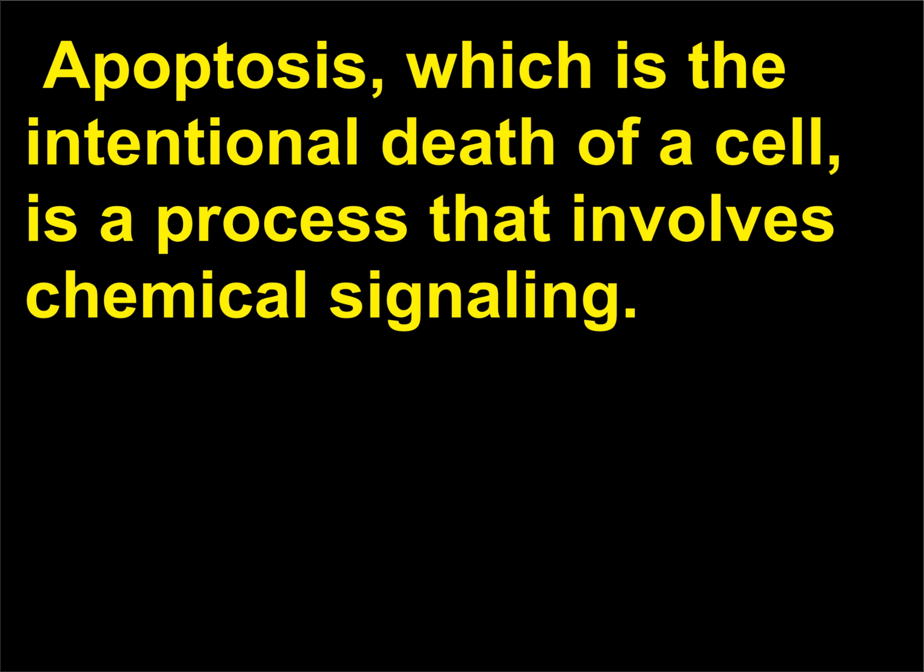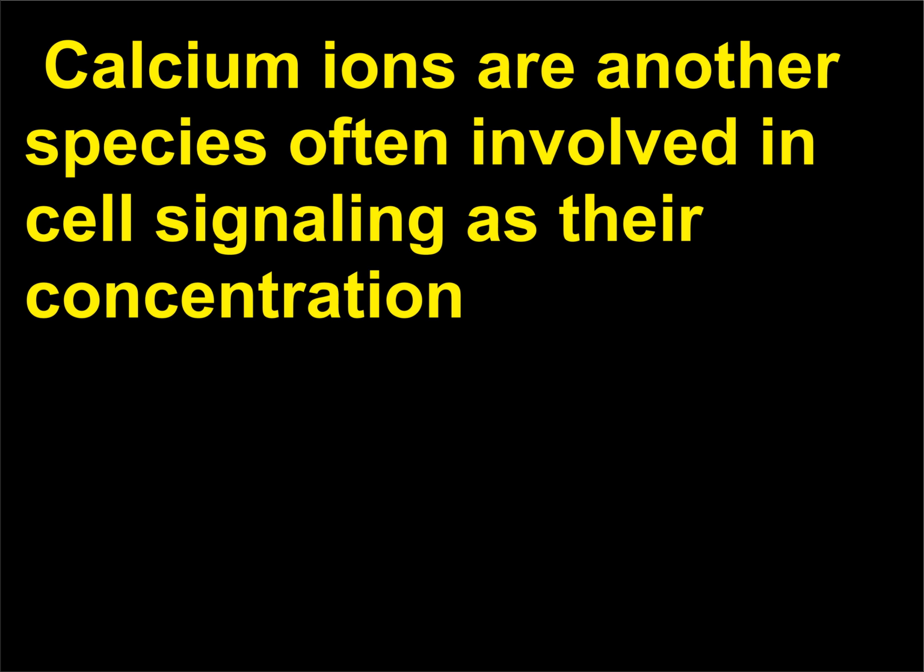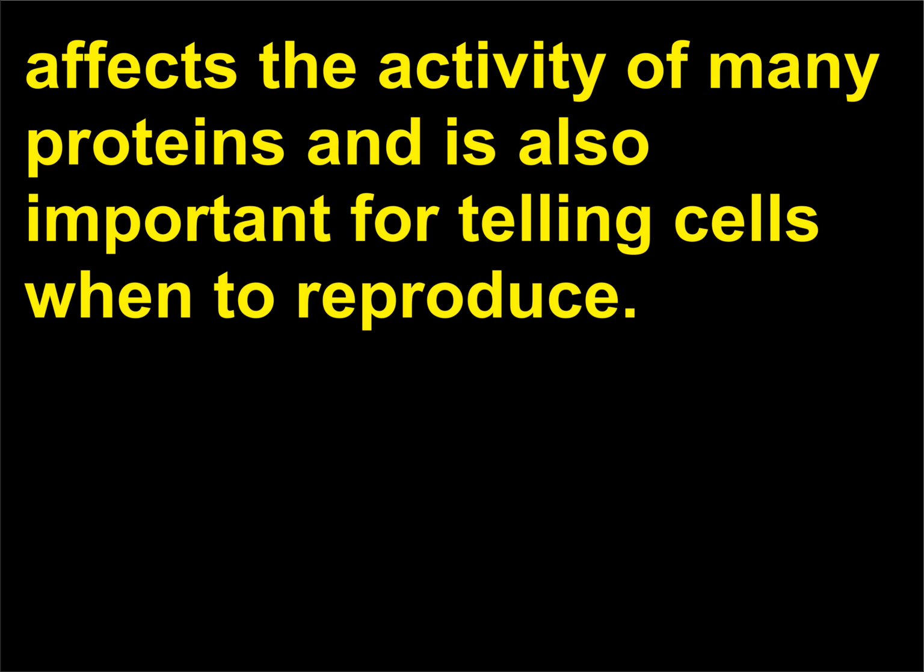Apoptosis, which is the intentional death of a cell, is a process that involves chemical signaling. An external signal reaches the cell, which sets off a series of reactions inside the cell, ultimately leading to its death. Calcium ions are another species often involved in cell signaling, as their concentration affects the activity of many proteins and is also important for telling cells when to reproduce.